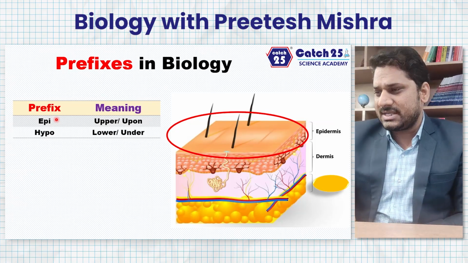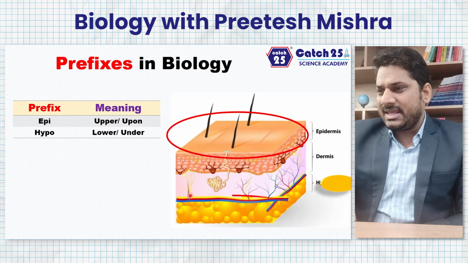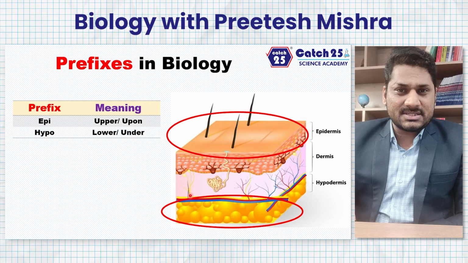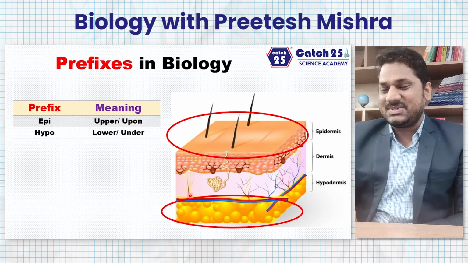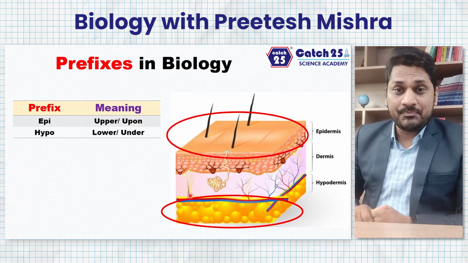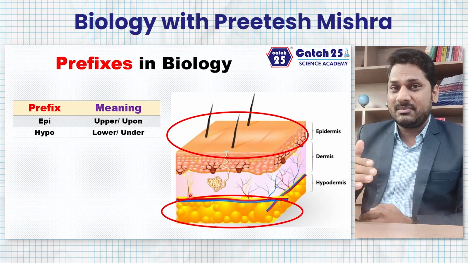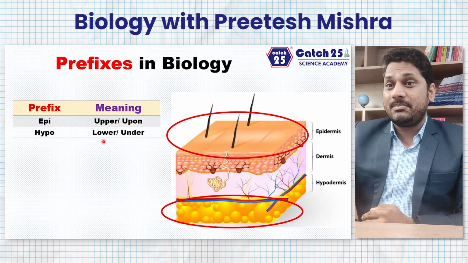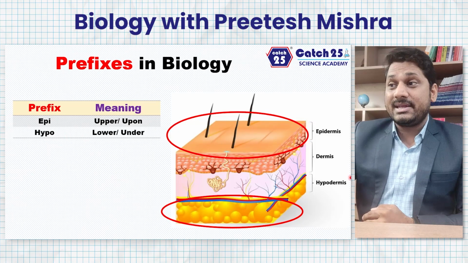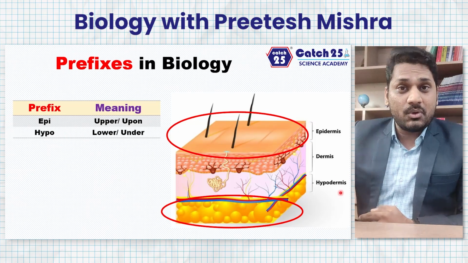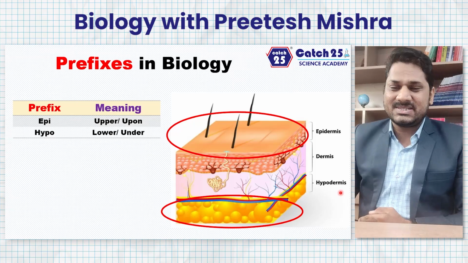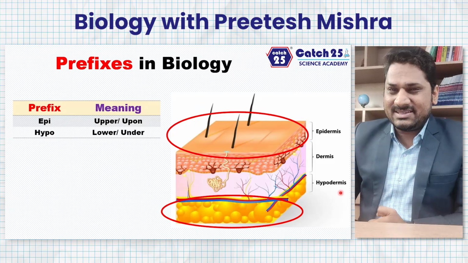Similarly, let us go to the next term. What name would I give to this layer over here? The name is hypodermis. Why? Because this layer is below the dermis. So for below, I have the prefix hypo, and now the entire word becomes hypodermis, below dermis. Alright, I hope you have liked this concept.